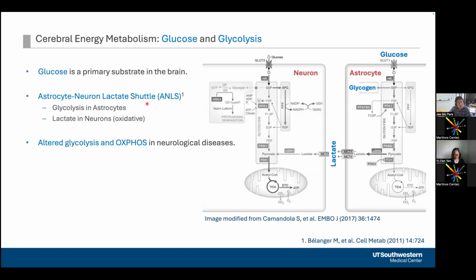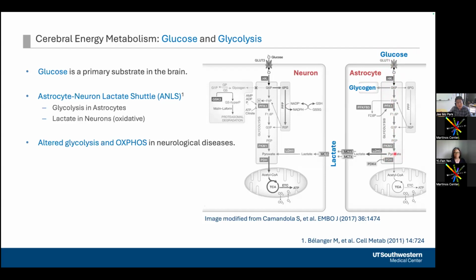According to the astrocyte-neuron lactate shuttle theory, glycolysis in the astrocyte is the primary starting metabolic pathway for glucose. Glucose is primarily taken up by the astrocyte, which breaks it down to pyruvate through glycolysis. During the process, glucose can also be stored as glycogen, and when glucose is not readily available, the glycogen can be broken down through the lower part of glycolysis to generate pyruvate.